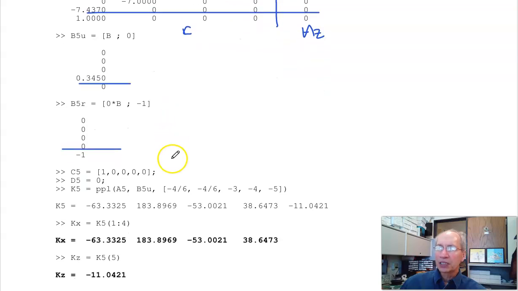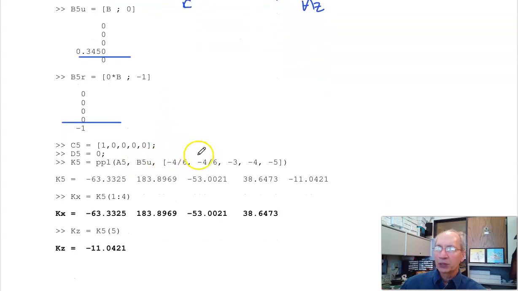To stabilize it, let's use pole placement. Let's put the poles at minus 4/6 for a settling time of 4 seconds for 2 poles, and the other 3 just out of harm's way. That gives me a set of feedback gains, 5 gains. The first 4 gains are Kx, the last one's Kz. There's my control law.